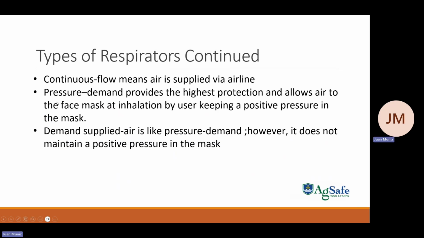Types of respirators continued. Continuous flow means air is supplied via an airline. Pressure demand provides the highest protection and allows air into the mask at inhalation. So every time that we need to take a breath, the system is designed to let that small amount of air into our mask. And it accomplishes that by keeping a positive pressure in the mask at all times. Demand supplied air is like pressure demand. However, it does not maintain a positive pressure in the mask.